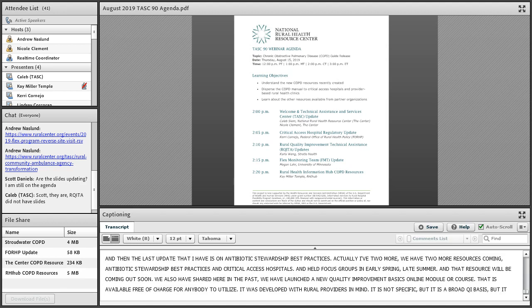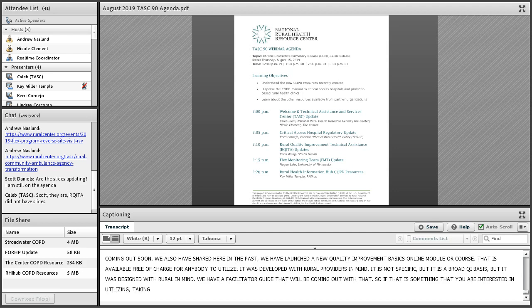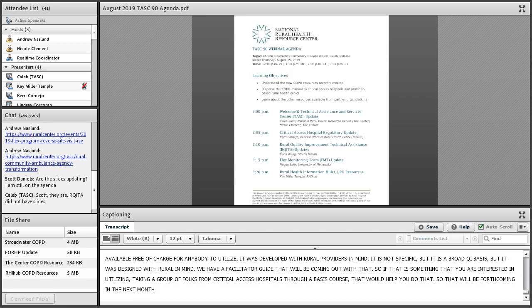We have a facilitator guide that will be coming out with that. So if that's something that you're interested in utilizing, taking a group of folks or critical access hospitals through a QI basics course, there will be a facilitator guide that would help you do that. So that will be forthcoming in the next month or 2 as well. I think those are my updates.